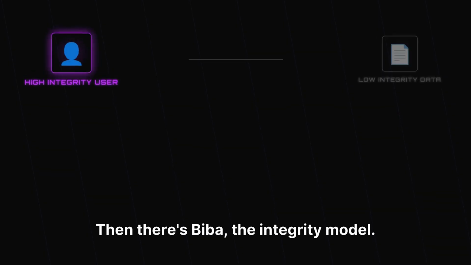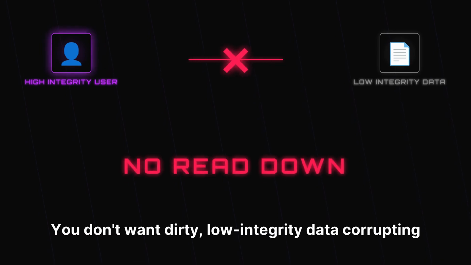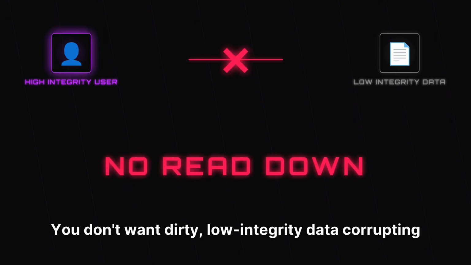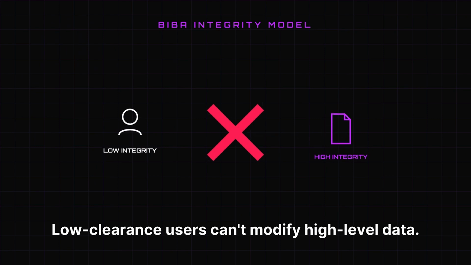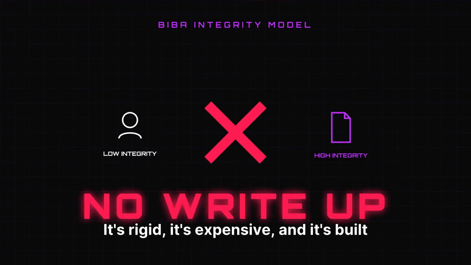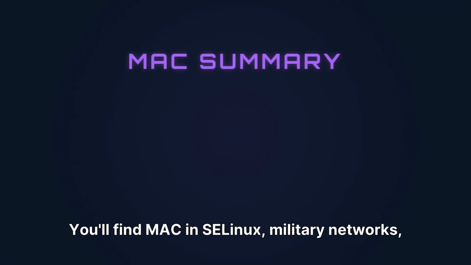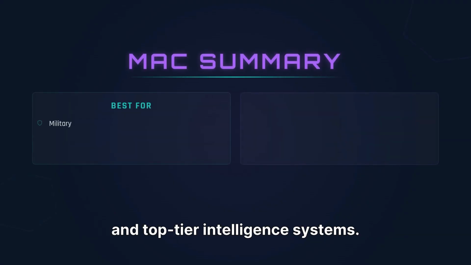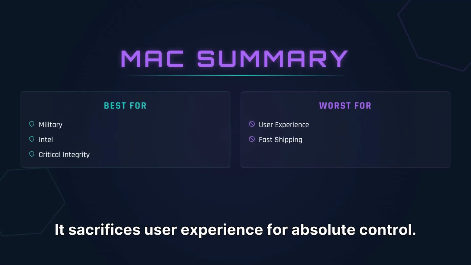Then there's BIBA, the integrity model. Rule 1, no read-down. You don't want dirty, low-integrity data corrupting your high-integrity system. Rule 2, no write-up. Low-clearance users can't modify high-level data. It's rigid, it's expensive, and it's built for life-or-death security. You'll find MAC in Linux, military networks, and top-tier intelligence systems. It sacrifices user experience for absolute control.